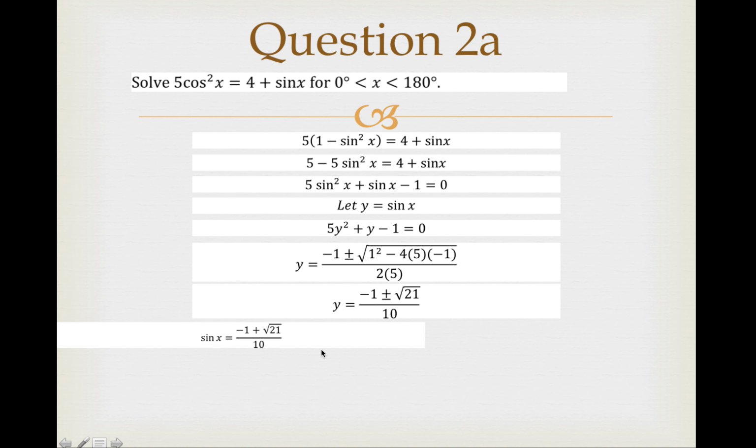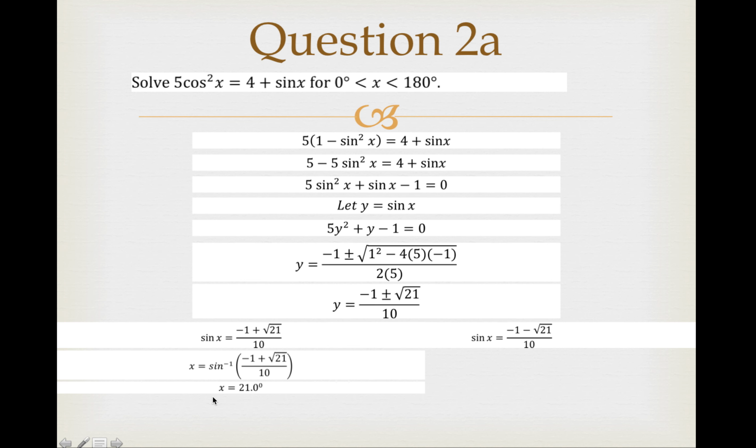Okay, now you let y be sine x, so let's go back to it. We will now have two equations. One is sine x equals negative 1 plus square root of 21 over 10. The other one is sine x equals negative 1 minus square root of 21 over 10. So let's solve each equation. So x equals sine inverse. Use your calculator and then you will get x is equal to 21.0 degrees.